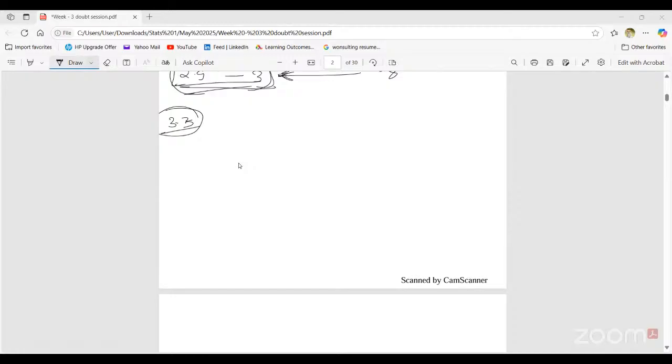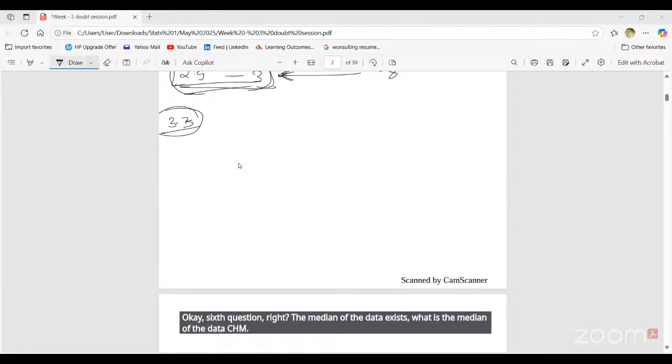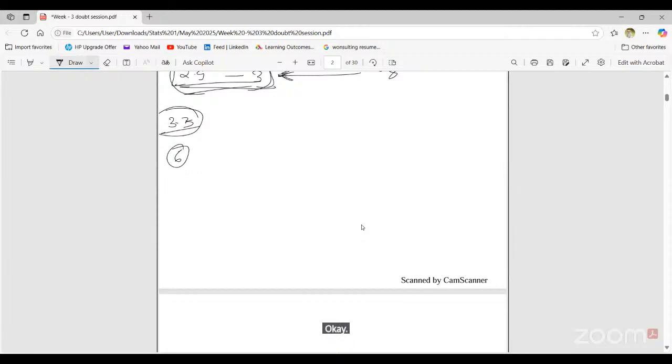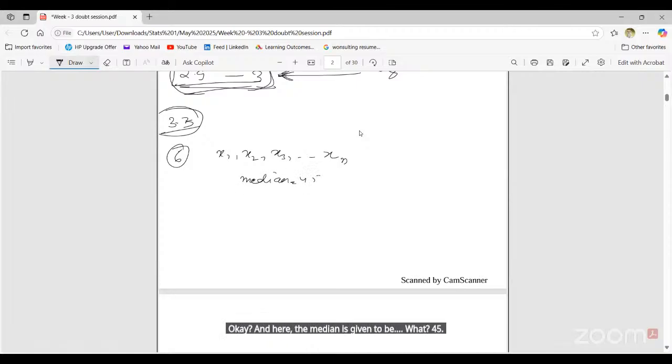Okay, 6th question, right? What is the median of the data? 3x plus 1. Yeah, so it's simple, right? Basically, you have been given data x1, x2, x3 till xn. And here the median is given to be what? 45. Yes, 45 it's given.